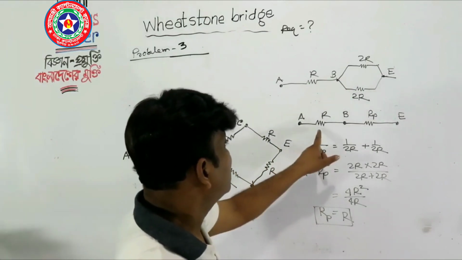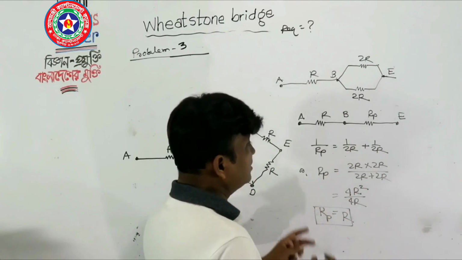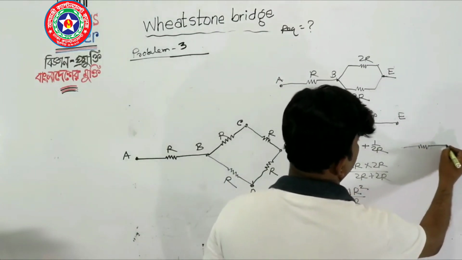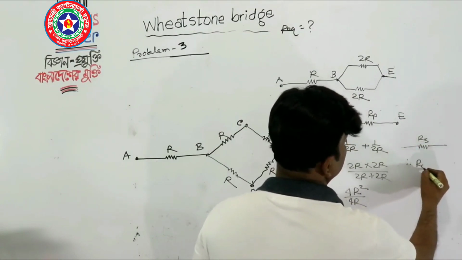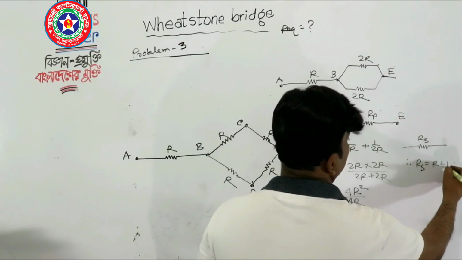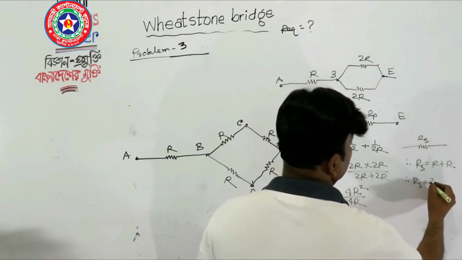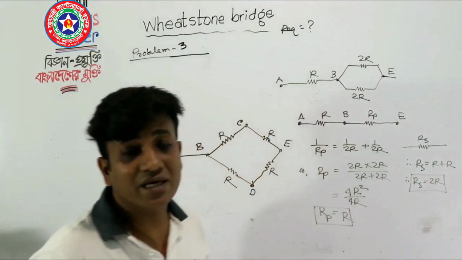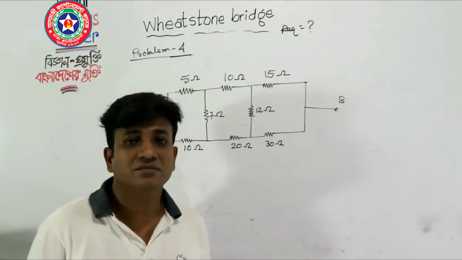Now as R and RP are connected in series, their equivalent resistance will be RS, and RS will be R plus R equals 2R. So this 2R is the equivalent resistance of this circuit.